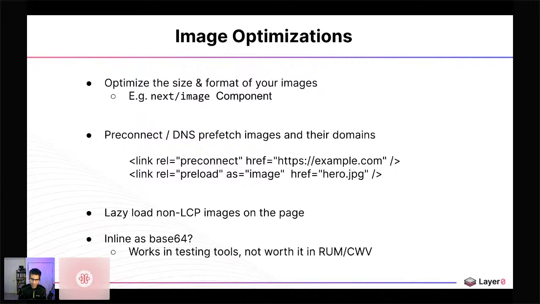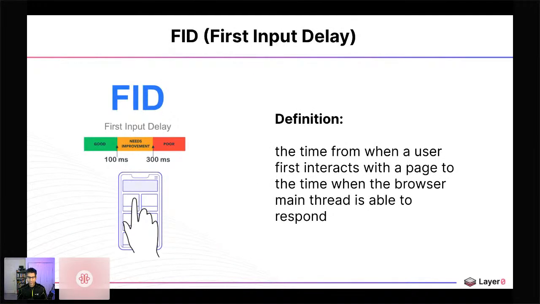A technique that sometimes works, but not always, is inlining images as base64. We've had customers try it. It works sometimes in testing tools, but sometimes not worth it when you actually look at the real world results in RUM and Core Web Vitals. So be aware that not everything works.